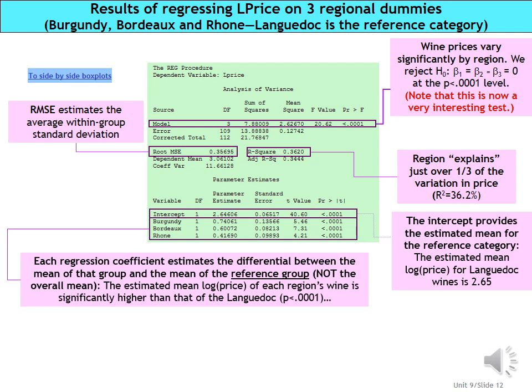Now these t-tests mean that Burgundy is statistically different from Languedoc. Bordeaux is statistically significantly different from Languedoc, and it's the same thing for Rhône. So that's why we are looking from these perspectives.